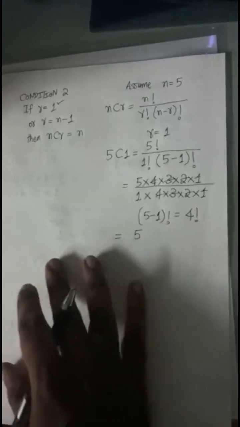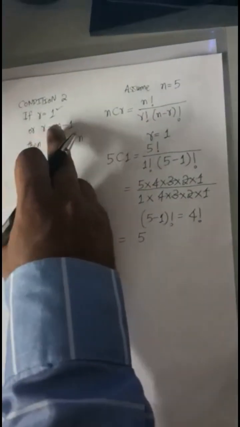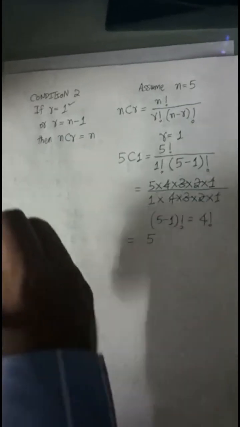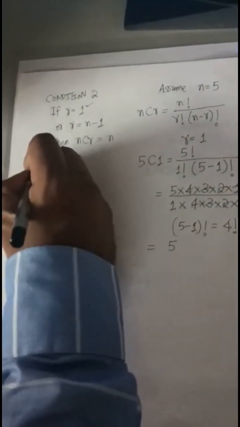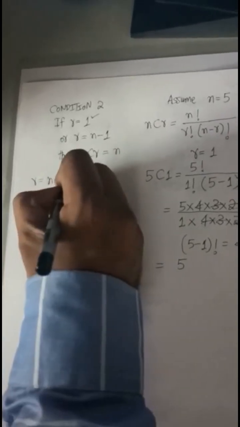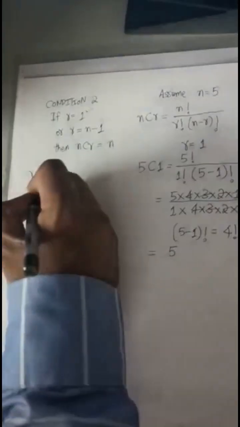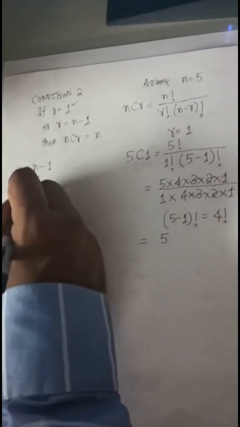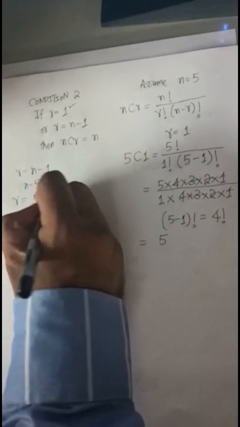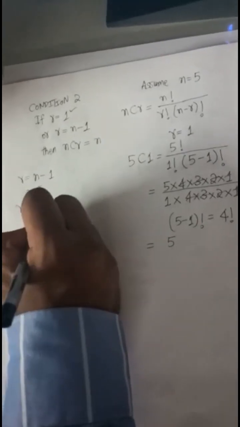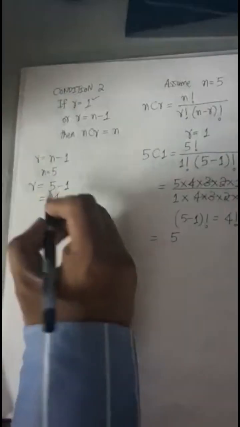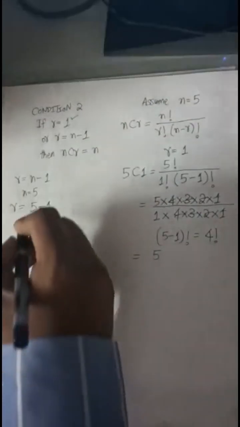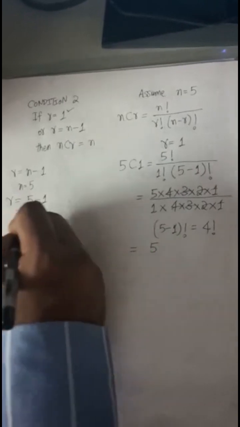In the other condition, r equal to n minus 1, here I will show you. Here n is 5, so r will be equal to 5 minus 1. So r is nothing but 4. Now again we will compute this value in the formula for nCr. N is 5 and r is 4.